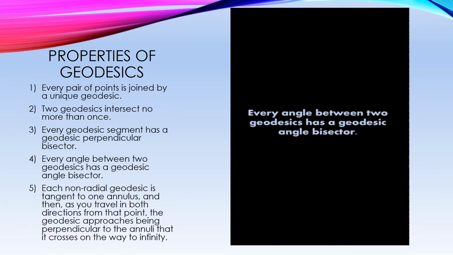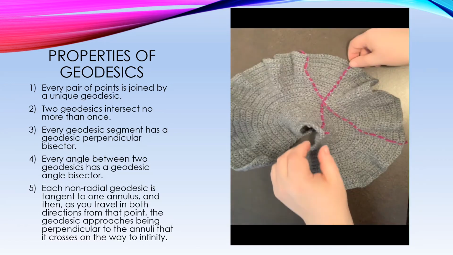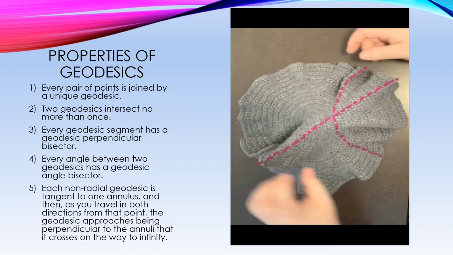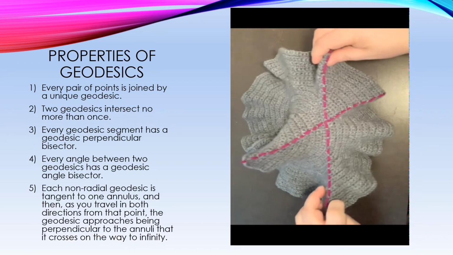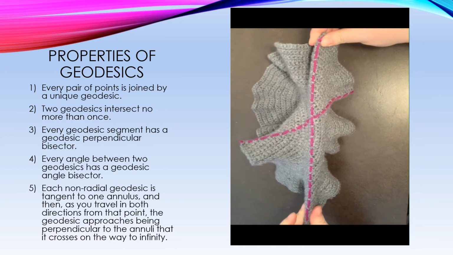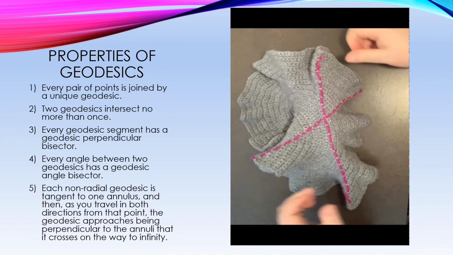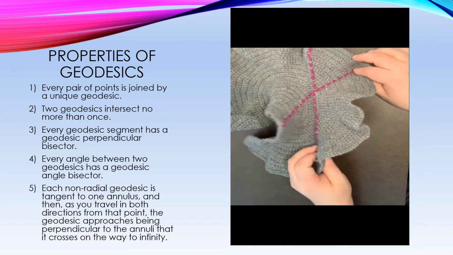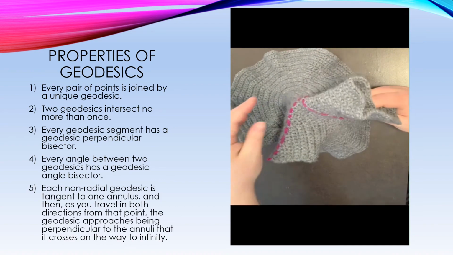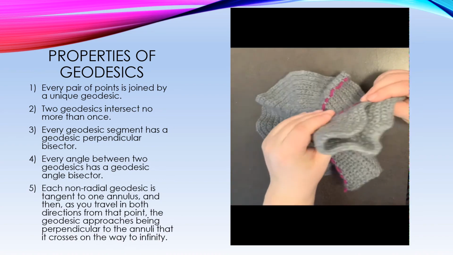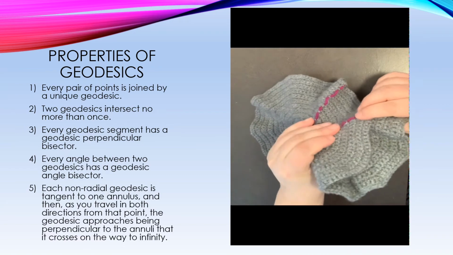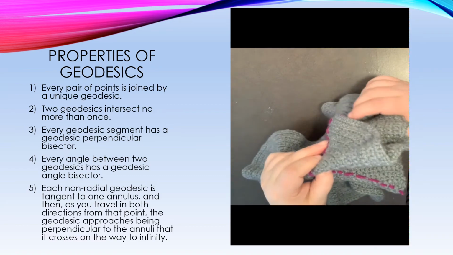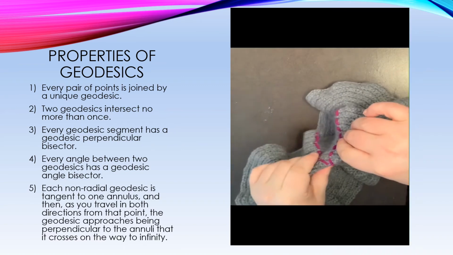We also should see that every angle between 2 geodesics has a geodesic angle bisector. Here's my first geodesic, or shortest distance between 2 points, and a second geodesic. At their point of intersection, we get some angles around them. If I had a piece of paper, I could show that I have a bisector by folding it in half through the vertex. It's a little trickier with this model, but again, we're going to match up the 2 sides and fold it so that it's going through the vertex of those angles.